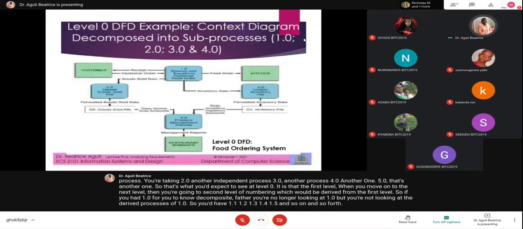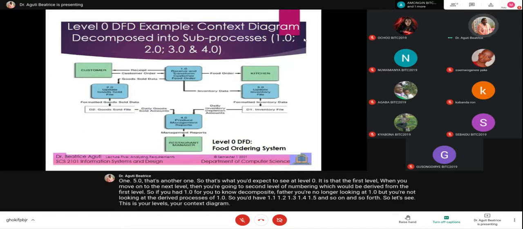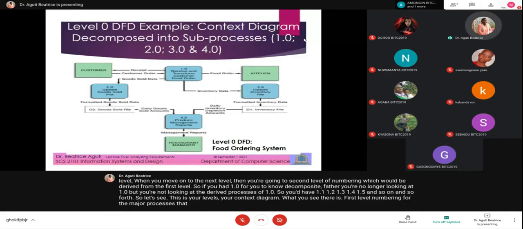So let's see. This is your level zero context diagram. What you see there is first level numbering for the major processes that you think about your system achieving in terms of functionality.